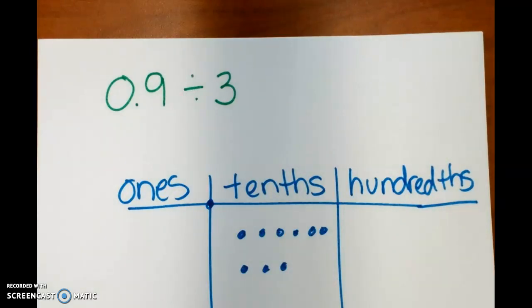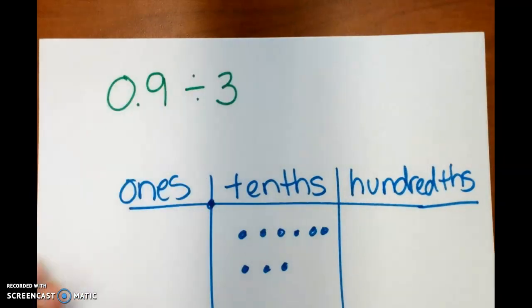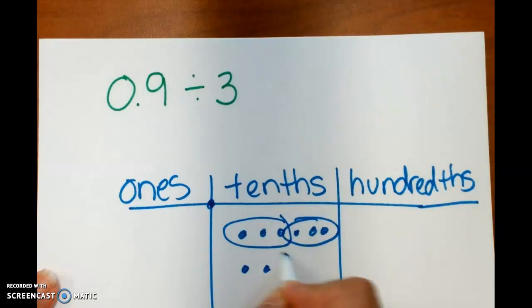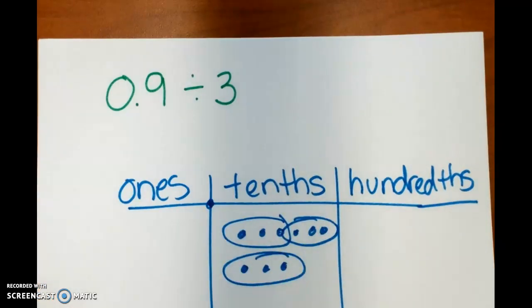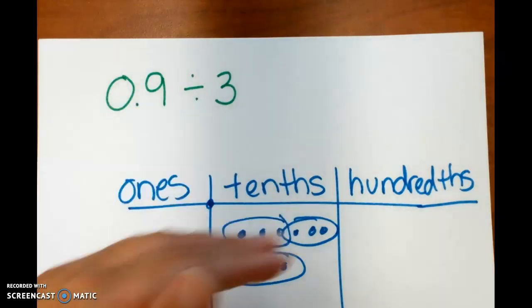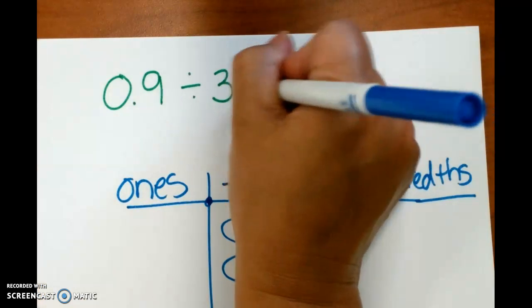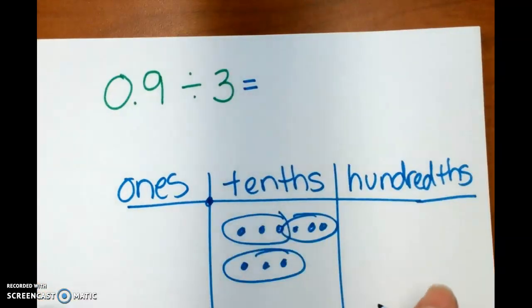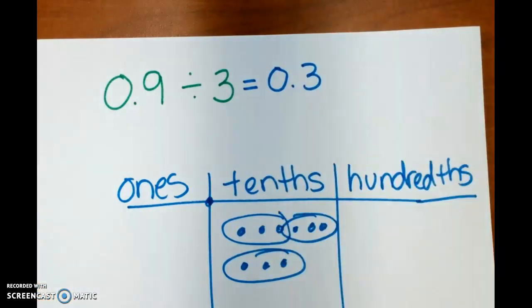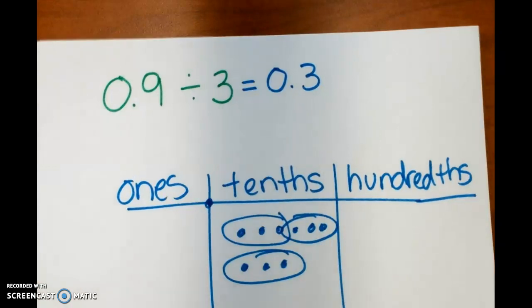Now, dividing them into 3 groups. So all I'm going to do is make groups of 3. There we go. How many groups of 3 do I have? 3. So 9/10 divided by 3, I have 3 groups of 3/10 each. So that's 3/10. And we know that 3 times 3 is 9. So we're just working backwards. Okay.